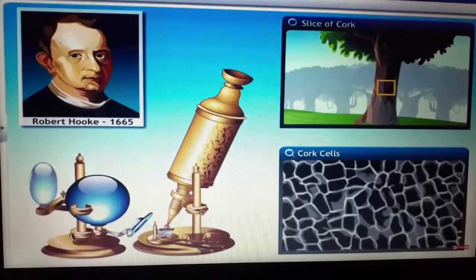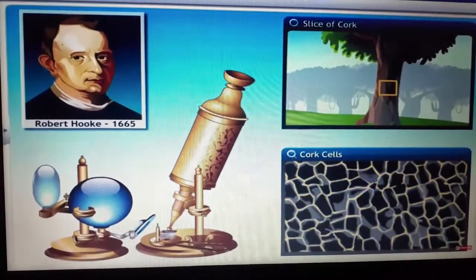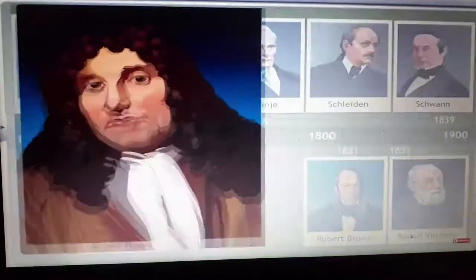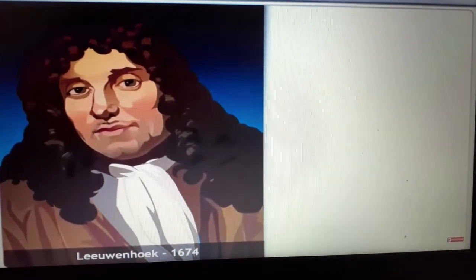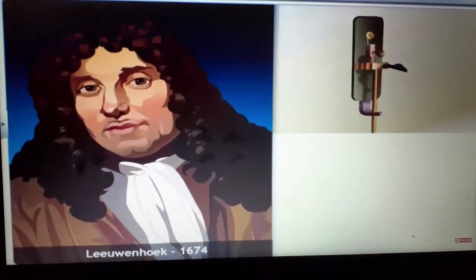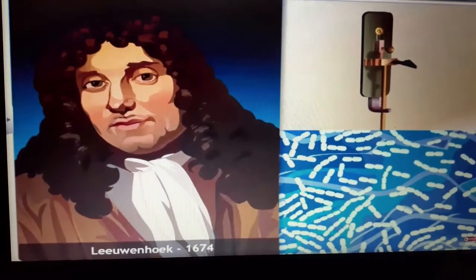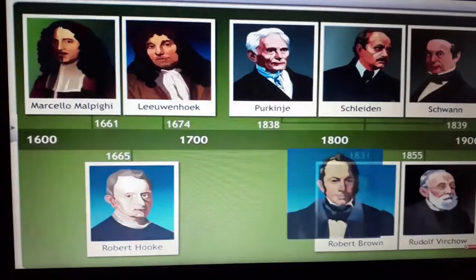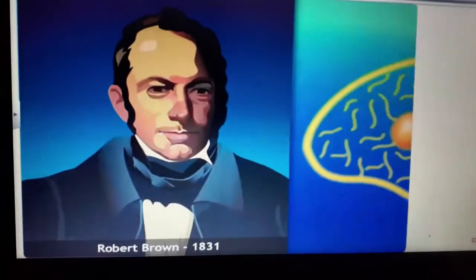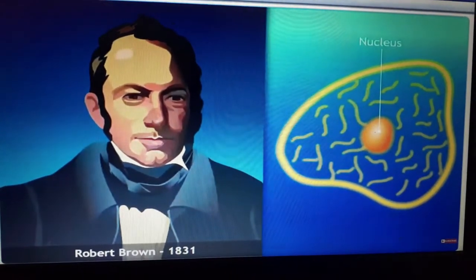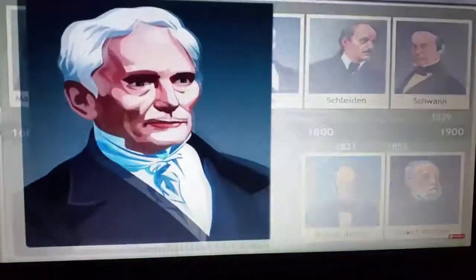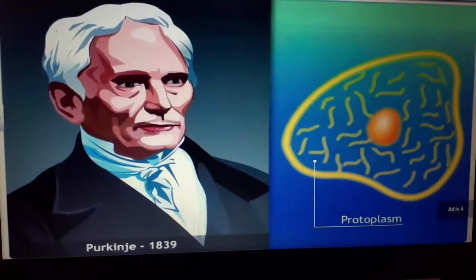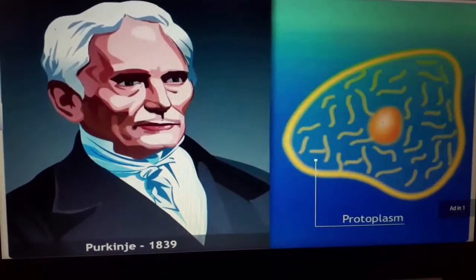Hooke actually saw only the outer cell walls because cork cells are not alive. Leeuwenhoek, in 1674, with the improved microscope, discovered free-living cells in pond water for the first time. Robert Brown, in 1831, discovered the nucleus in the cell. Purkinje, in 1839, coined the term protoplasm for the fluid substance of the cell.